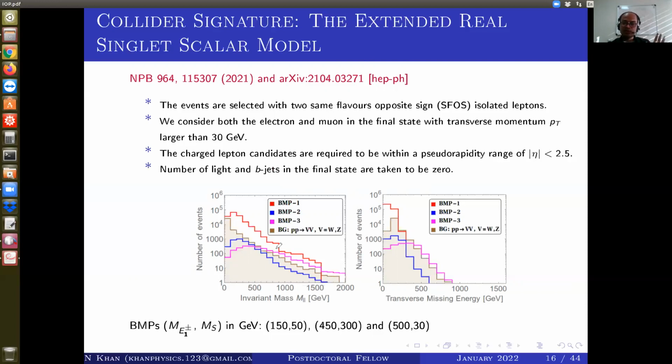Okay, and this is the distribution, and we have done the cut-based analysis. We have checked various variables like pT of leptons, the sum of the pT of all leptons, transverse missing energy, invariant mass, ΔR of ll, and Δφ between ll. But out of them we find that only the invariant mass of ll and the transverse missing energy give almost good significance. So you do not have to consider all these variables.